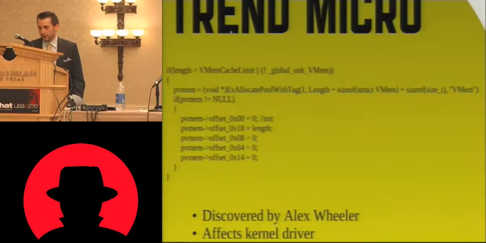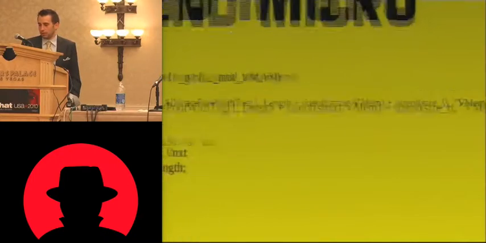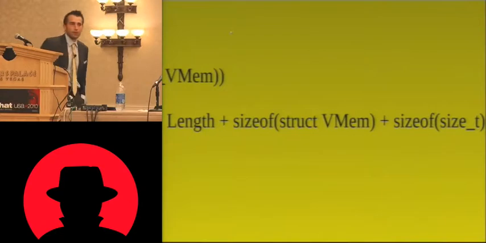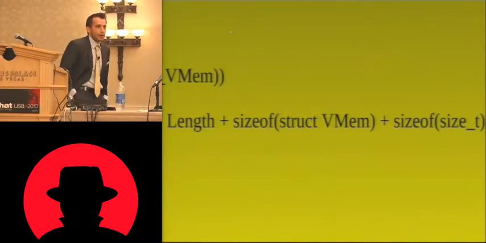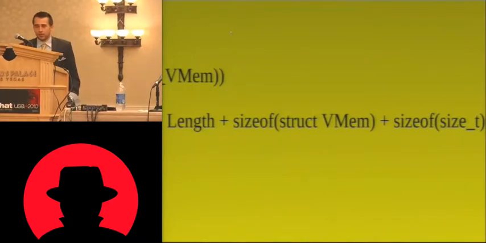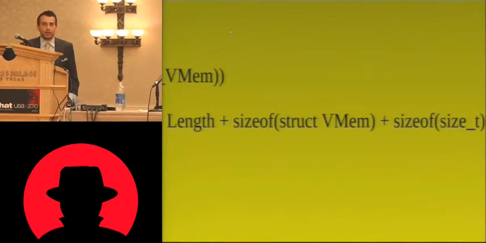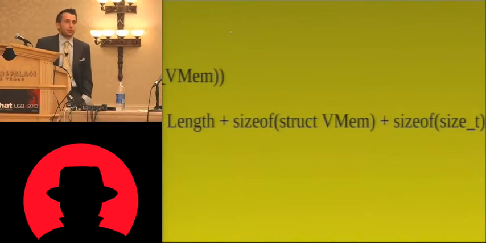So here's the piece of code specifically. Does anybody see the issue with this one? No issues? What about if we do this? So that piece of code right there is basically saying we're going to add a length inside of the allocator to the size of a structure, which is rather large, and we're going to add 4 to the end of that. And the issue with this is there's an integer overflow.